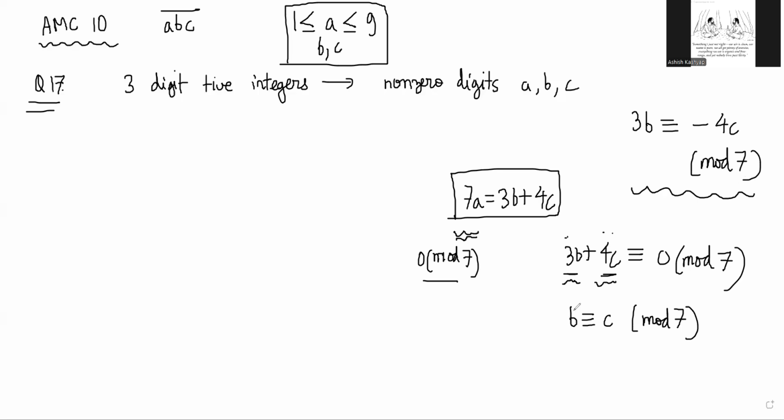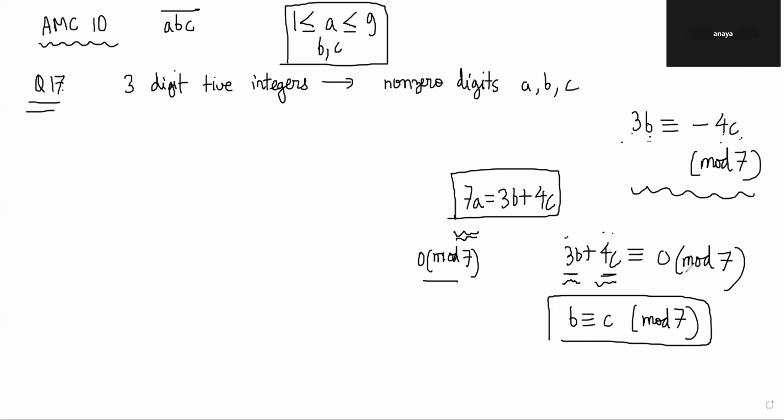The only way this can happen is if, since 3 and 4 have nothing in common, we don't have to worry about that. B and C have to be congruent to each other mod 7, then only this can happen. Think about any numbers. If you have 1 and 2, for example, you will never be able to get a 0 mod 7. Both have to leave the same remainder with 7.